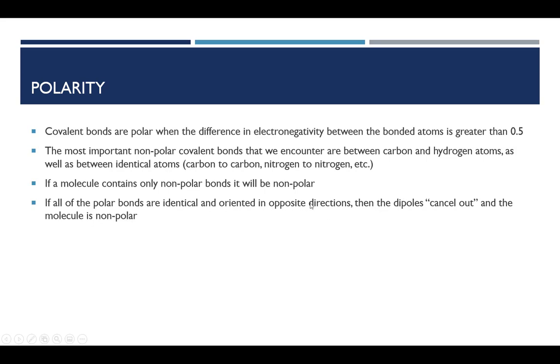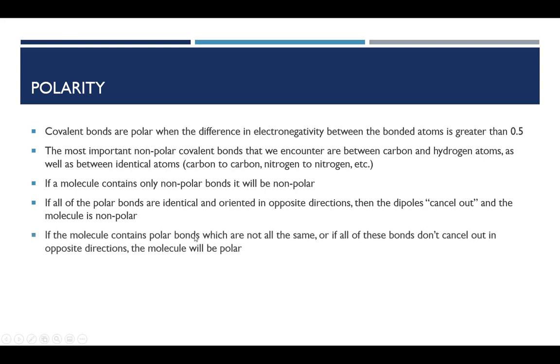Let me be very specific about this. Oriented in opposite directions. This means that if the molecule has 4 electron pair groups, that those all have to be identical bonds and they're all pointed in opposite directions. If a molecule has polar bonds and they're not all the same, or if the bonds don't cancel out in opposite directions, the molecule will generally be polar.